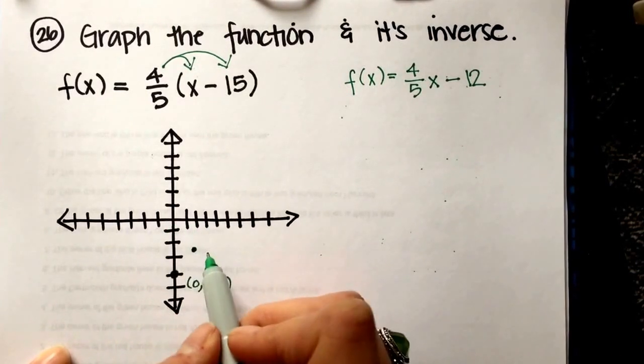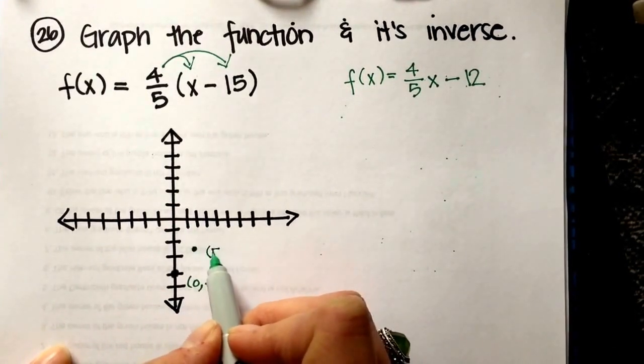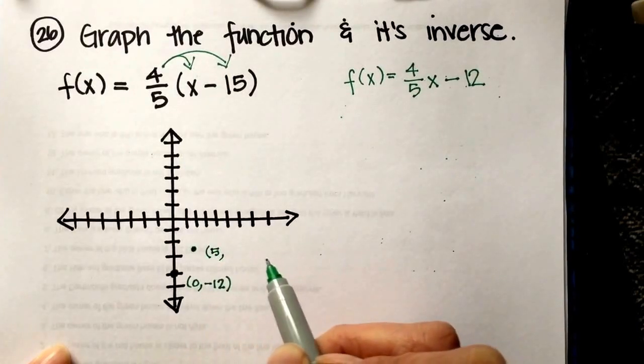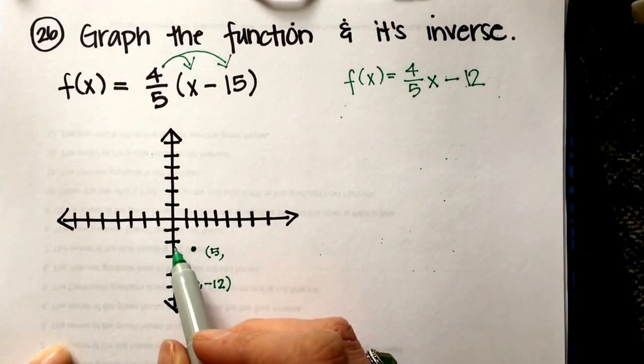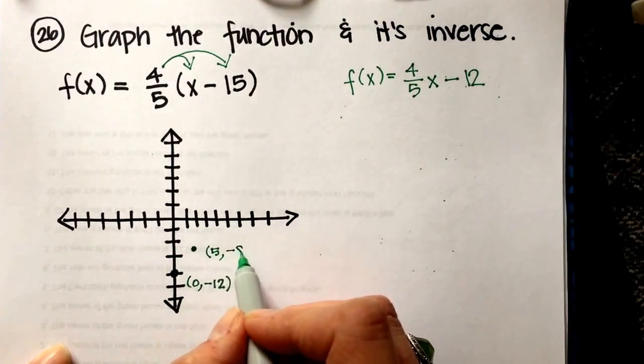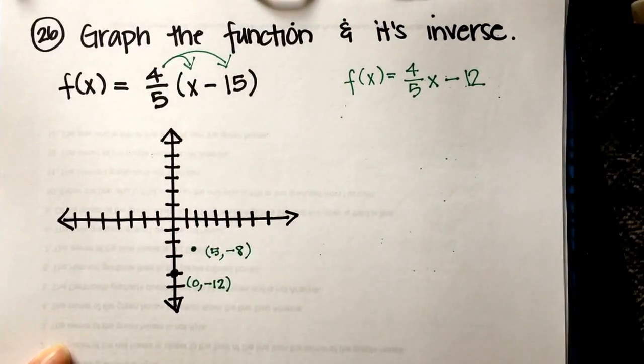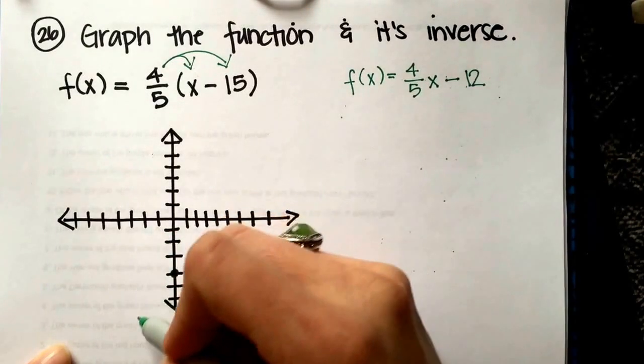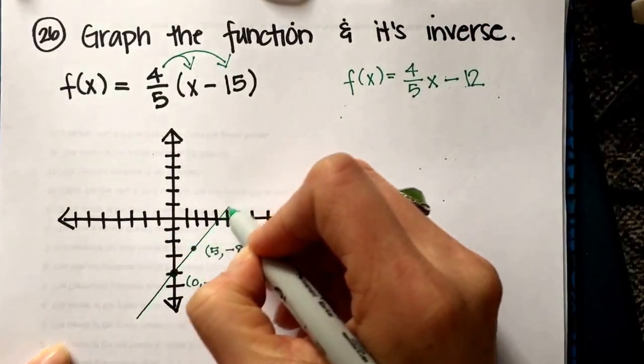So if I'm over 5, now that coordinate is 5. And I was down 12, but I went up 4 from there. So negative 12 up 4 is now negative 8. 2 points is enough to graph my line. So graph your line.